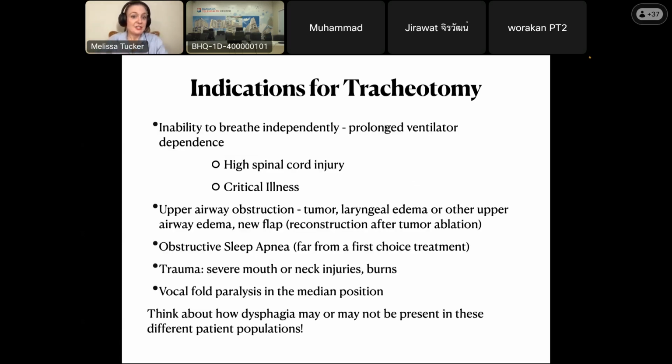So, indications for a tracheotomy procedure. This is a heterogeneous patient population. The most common reason that I encounter in my clinical practice is patients who have the inability to breathe independently and have been on a ventilator for a prolonged time. So that could be because of advanced critical illness with respiratory failure. It could also be because of a high spinal cord injury.